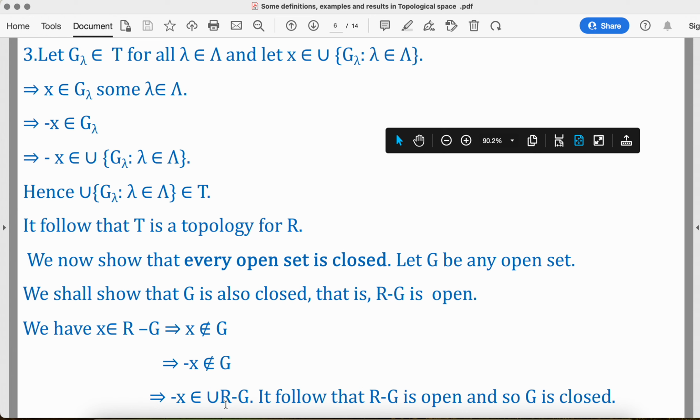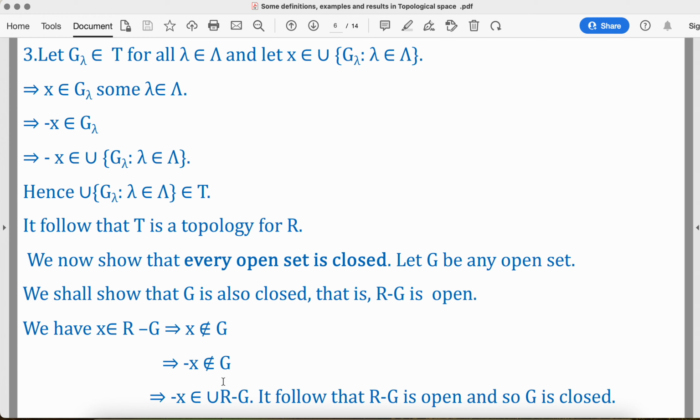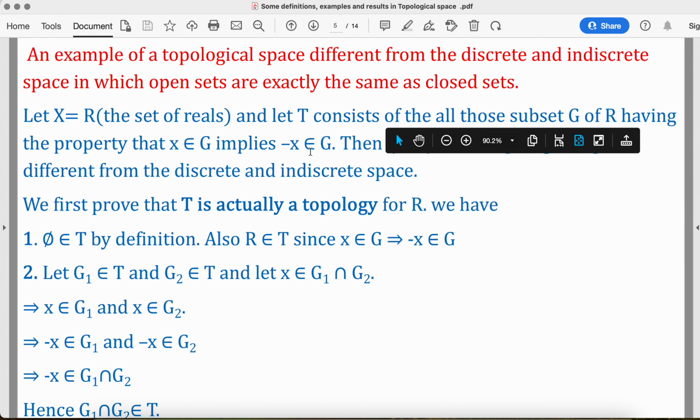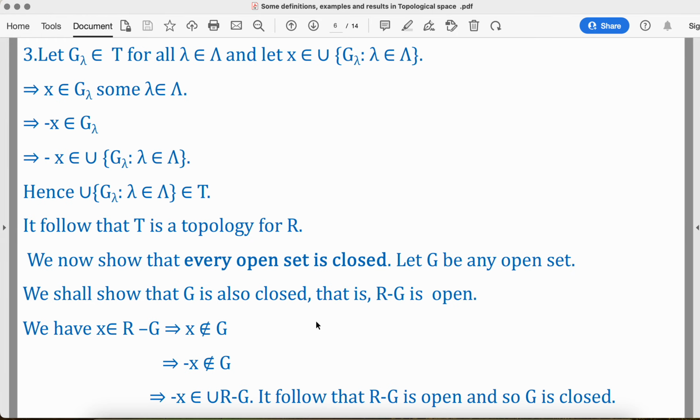It means minus X belongs to R minus G. It means R minus G is open. R minus G is open means G is closed. So we have shown that (R, T) is a topological space which is different from the discrete space, in which open sets are exactly the same as the closed sets.